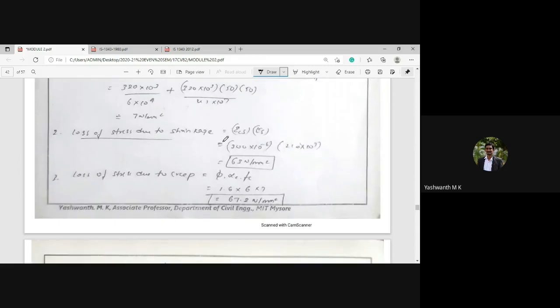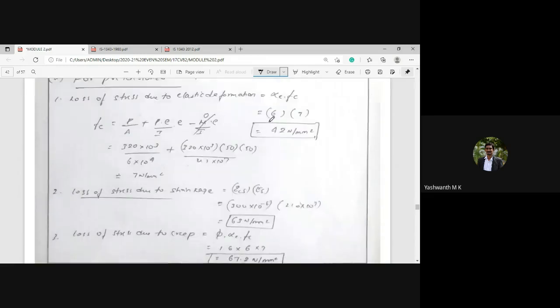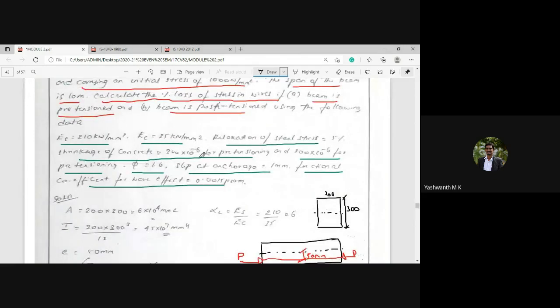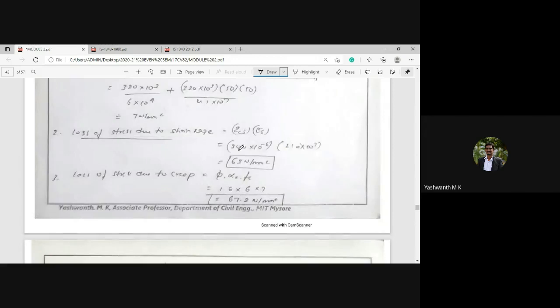Next, loss of stress due to shrinkage. The loss of stress due to shrinkage is equal to epsilon CS multiplied by ES. The shrinkage strain of concrete, epsilon CS, is equal to 300 into 10 to the power of minus 6. Substitute that: 300 into 10 to the power of minus 6 multiplied by 210 into 10 to the power of 3, which has already been given. Hence the answer will be 63 Newton per millimeter square. So please be careful while substituting.